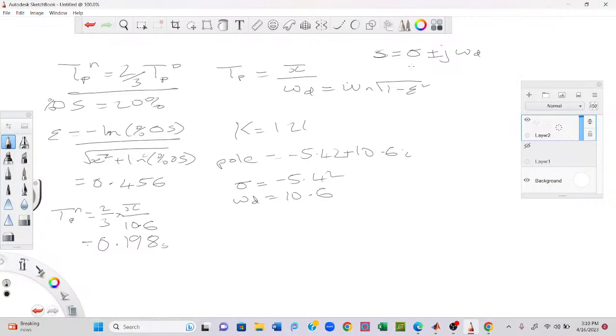Your new peak time can help you find your new pole, because you can use it to find your omega d, which will help you find your omega n. But sorry, zeta is the same. It's the same for the old uncompensated and the compensated. So the new peak time will be equal to pi over omega d new. That is, your omega d new is equal to pi over 0.198.